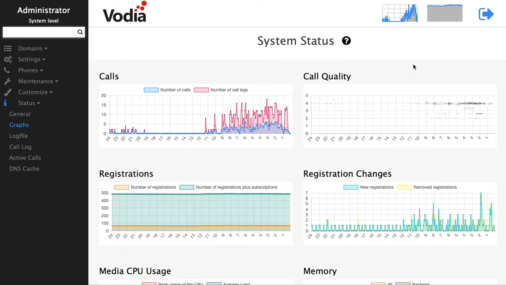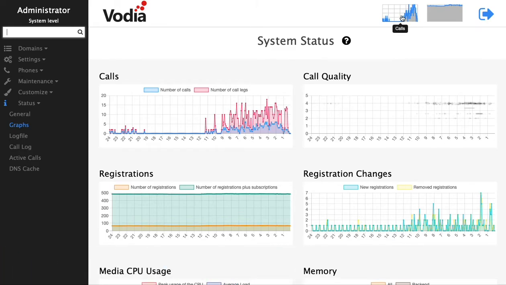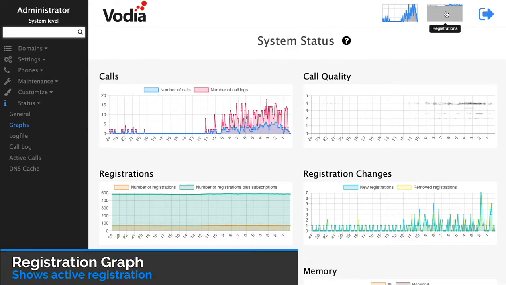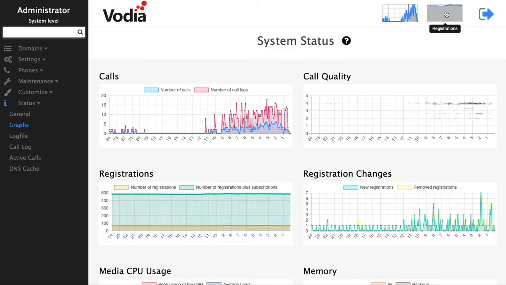First of all, on every page on the top, we include a kind of snapshot graph, which you can see on the top right. You can see here the calls overview of the system, which is obviously a pretty important number. And next to it is the registration graph, so we can see how many registrations are active on the system, and that's always helping you wherever you are to see if there's anything really getting out of control.